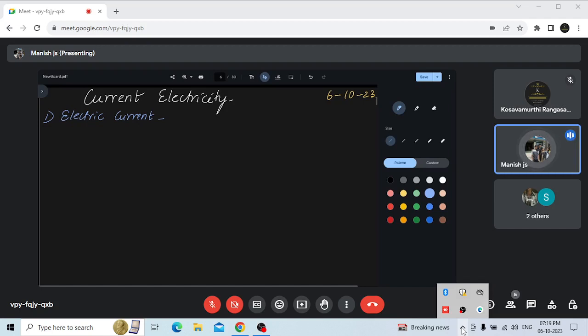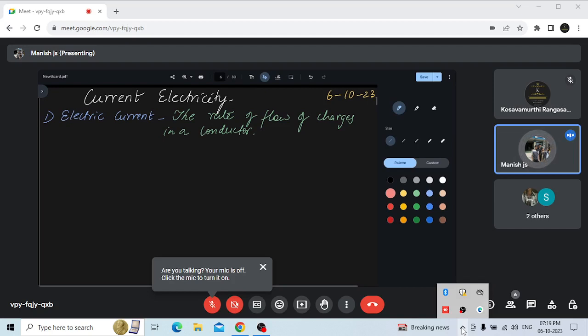Which is basically defined as the rate of flow of charges, as one of you said. So I'll just give you the basic definition. The rate of flow of charges. So where can charges flow? Rate of flow of charges in a conductor. Okay, so we call it electric current.